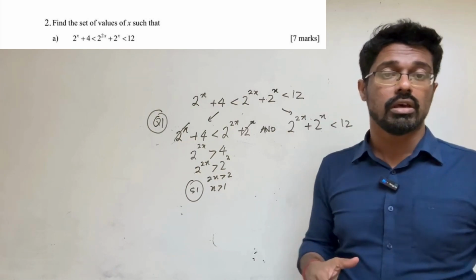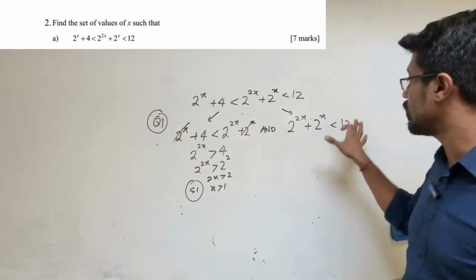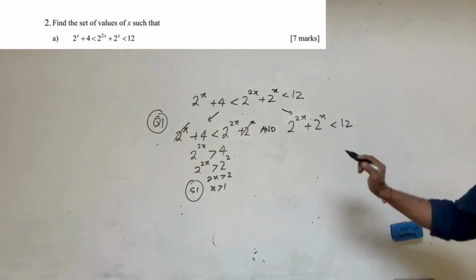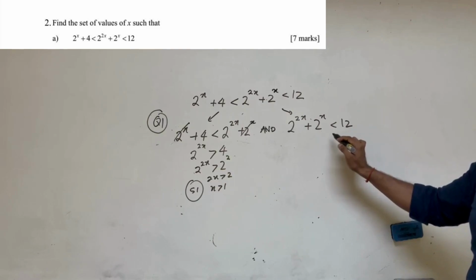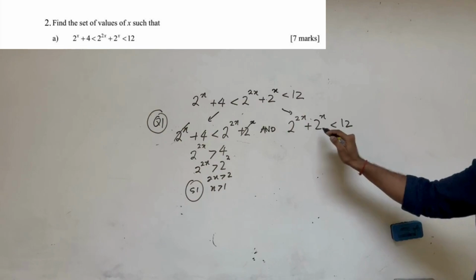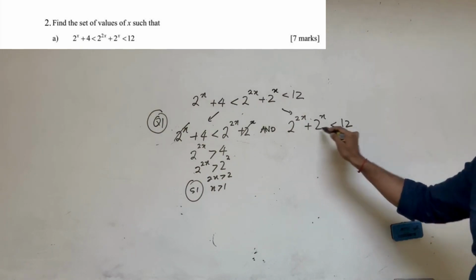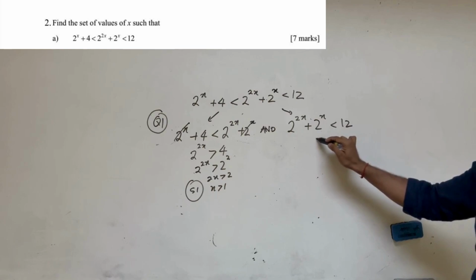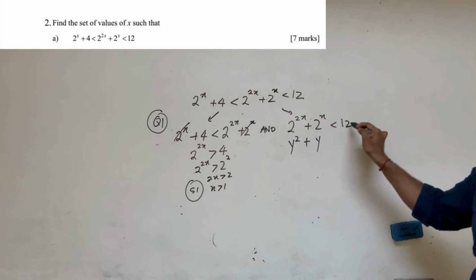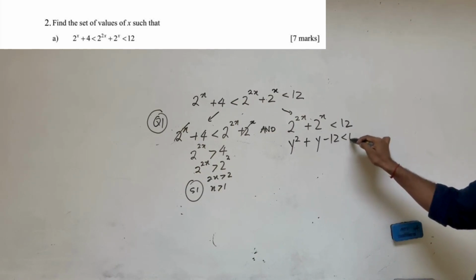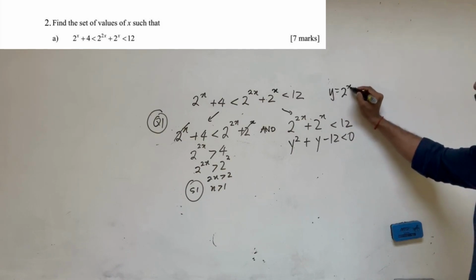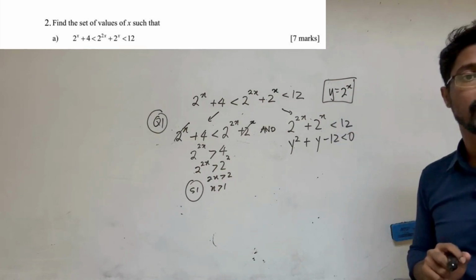The tough part here is of course dealing with this one. If you see here, this is like a nice quadratic. So I'm going to do substitution and turn it into a nice quadratic. This is going to be y, and this is of course going to be y square plus, and I'm going to bring this term to this side. The substitution that I'm doing is y equals 2 to the power of x. So please take note of that.